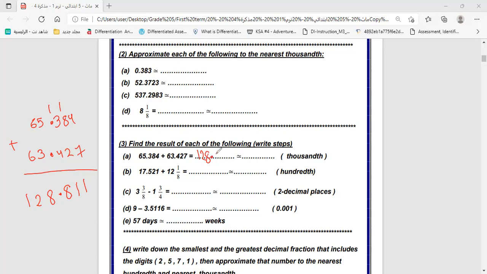After we add, we should approximate, grade 5. Here we should approximate to the nearest thousandth. So tenths, hundredths, thousandths. Okay. Do I have any number beside it? No. So the answer will be repeated as it is. It will be kept as it is. Fine. Let's look to the next one.